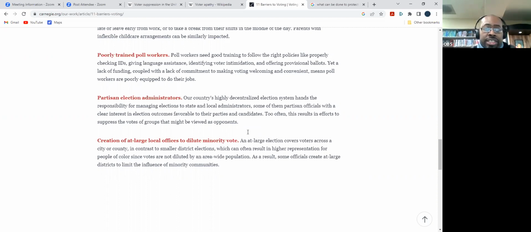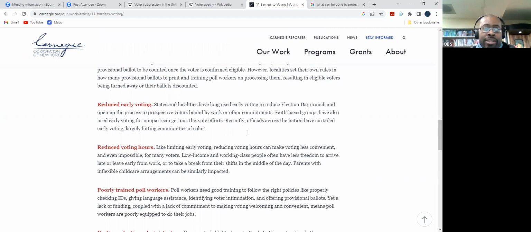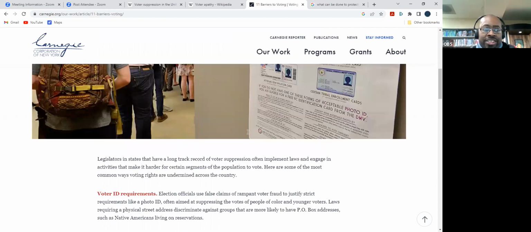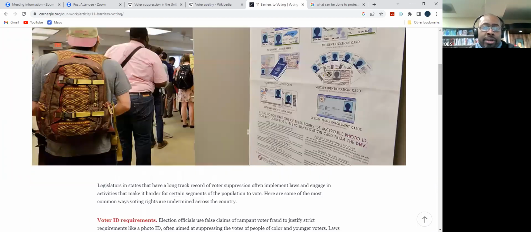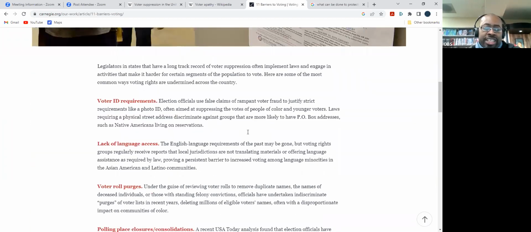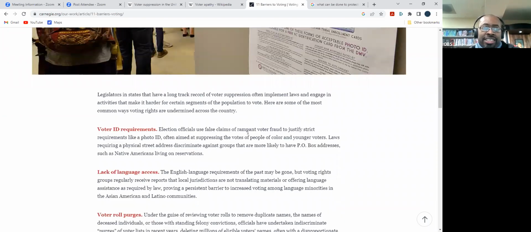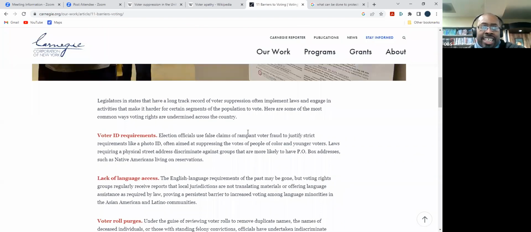So those are some of the main barriers to voting. There are another two which they did not list on here. One of them they listed under voter suppression. They kind of listed that a little bit. So we're going to go into great detail on that.